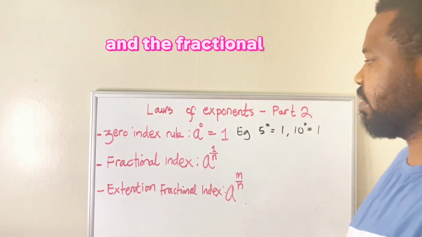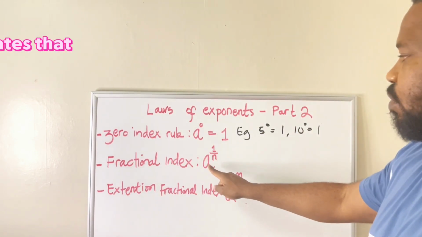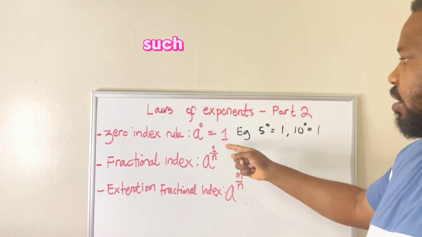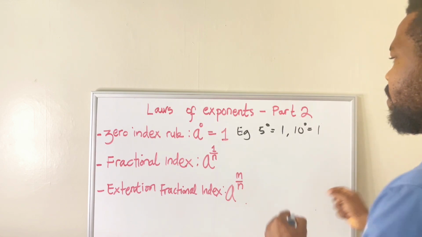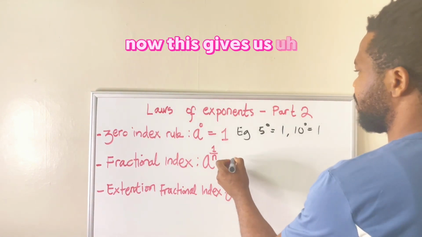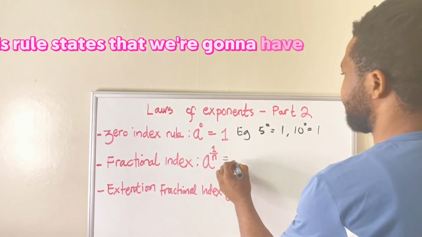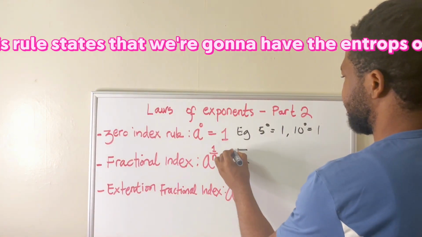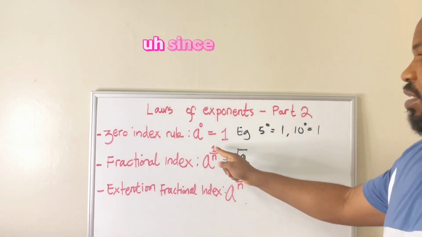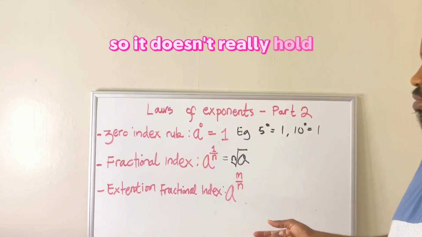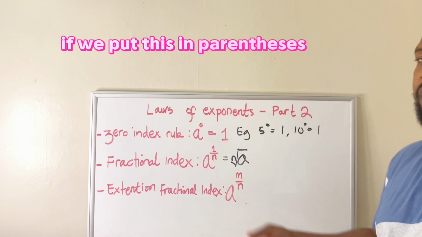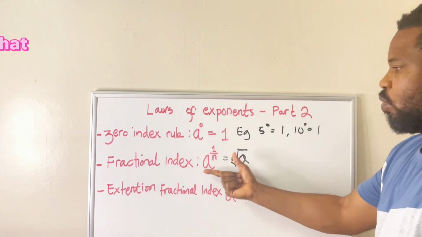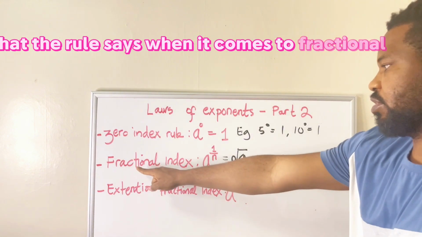And the fractional index rule states that when we have a to the power of a fraction, such as 1 over n, this rule states that we're going to have the nth root of a. Since this is 1, it doesn't really matter if we put this in parentheses or not. Okay, this is what the rule says when it comes to fractional index.